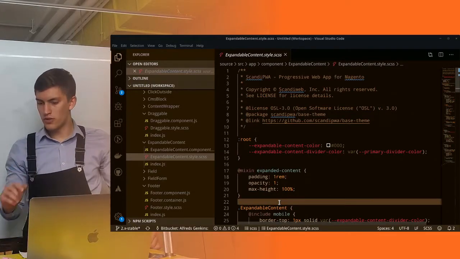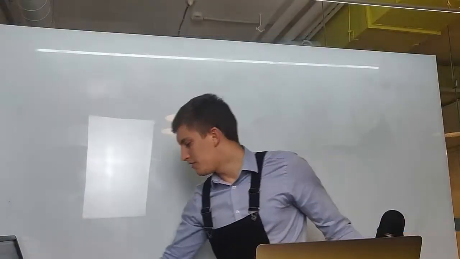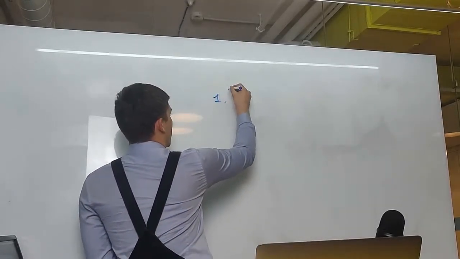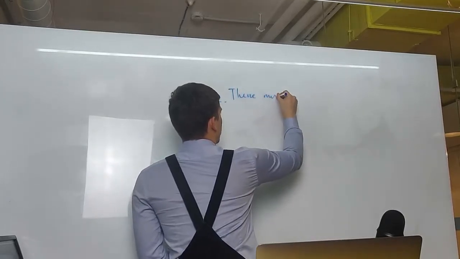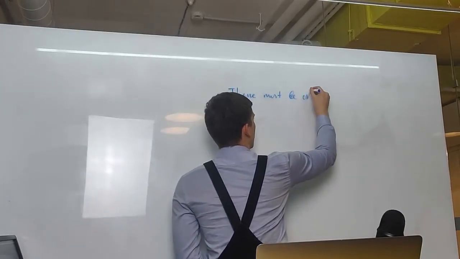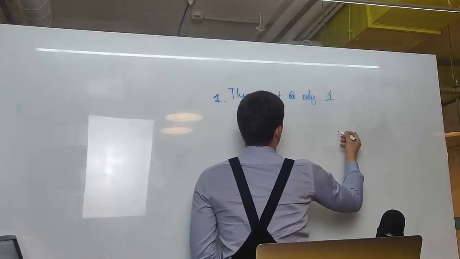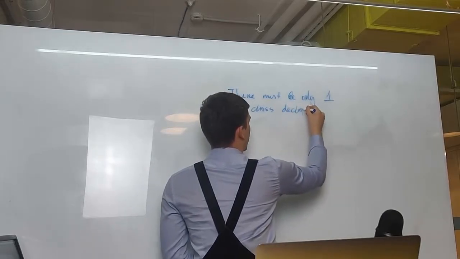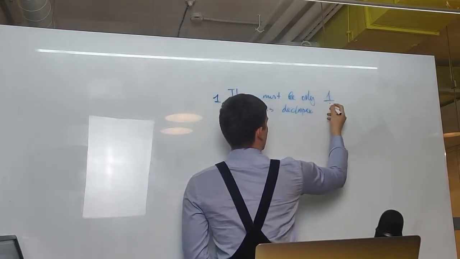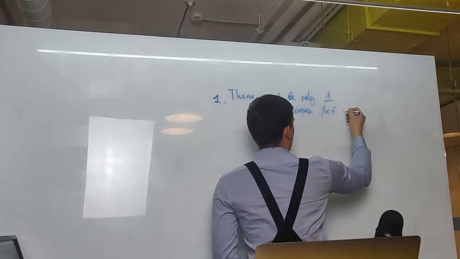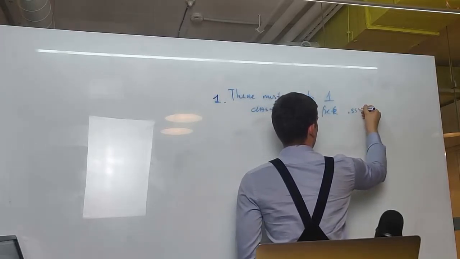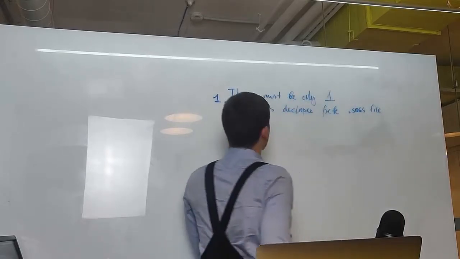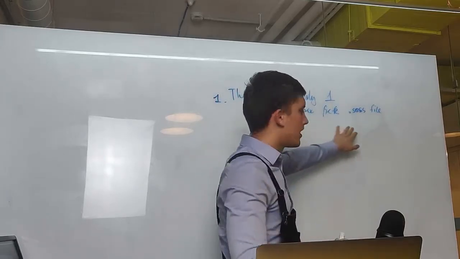So the first rule you need to remember is that if you have a style, there must be only one class declaration per file. So you must have only one class declared in the SCSS file.